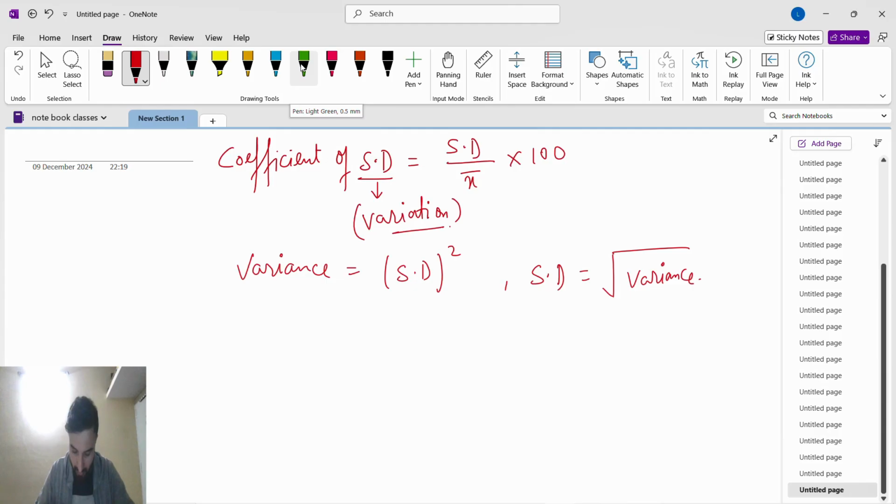Here we don't have notes, here we have the properties directly. So we'll write down the heading properties.